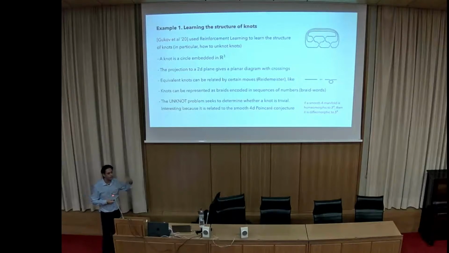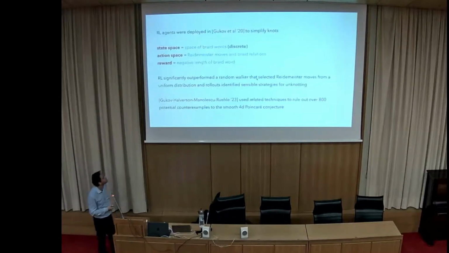Okay, so they wanted to use reinforcement learning to see if such an algorithm can play this game and unknot the knots. And this is an interesting game because it's also related to something known as the 4D Poincare conjecture in mathematics. So what is the state space? The space of braid words. They can parameterize it using numbers. It's discrete. Action space, all these allowed moves and the relations that these knots obey. Reward, the negative length of the braid word. So basically, it's a negative number. It tries to maximize it, make it large, and take it towards 0, make it small. Okay, make a smaller length.